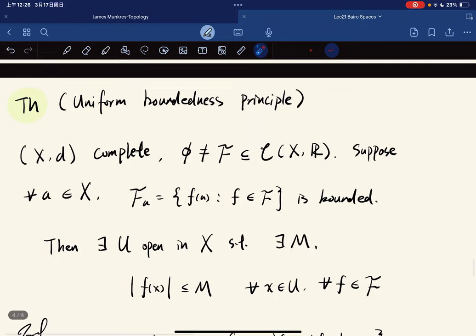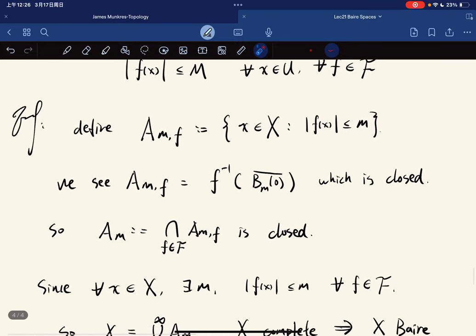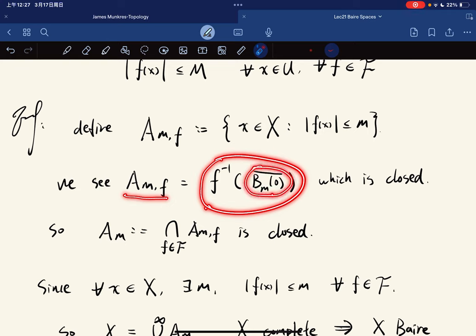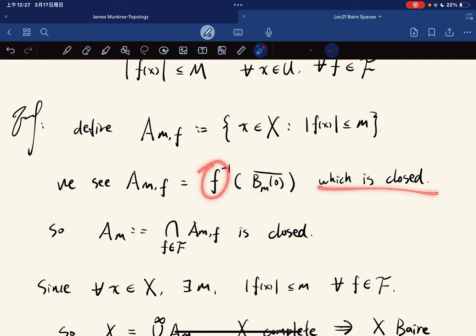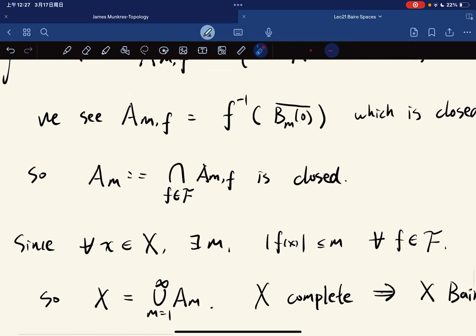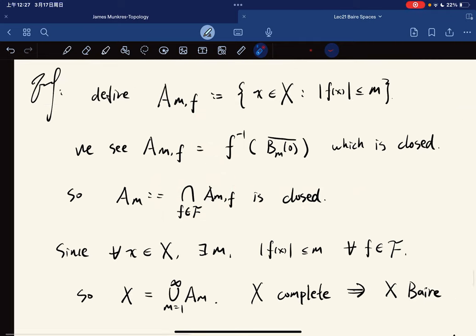Yeah, so here's the proof. The proof is really neat. We just define the set A_{M,f} to be the set of x in X such that the absolute value of f(x) is less than or equal to M, in terms of the norm. We see that this is by the definition, right? This is the closed ball centered at zero with radius M, which is closed because f is continuous, so the inverse image of a closed set is closed. We consider A_M to be this intersection. It is an arbitrary intersection, so it is again closed.